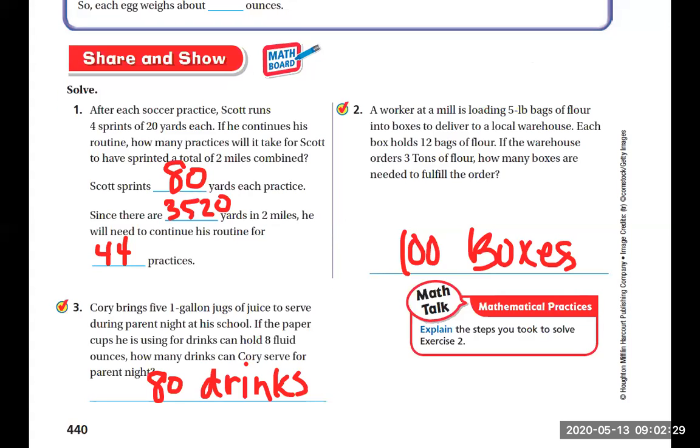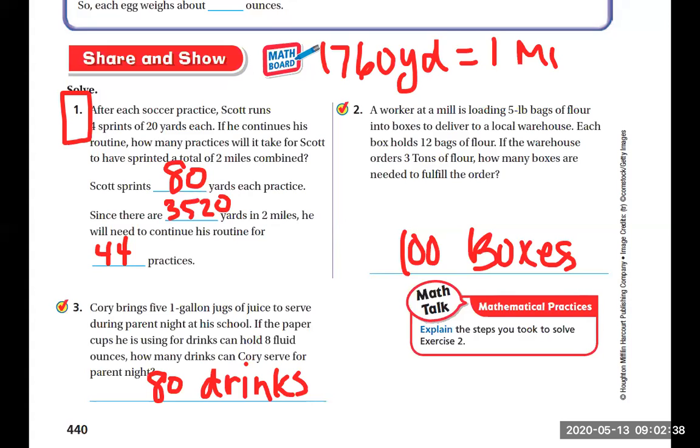On number 1, you needed to know that there were 1,760 yards in 1 mile. That is the conversion factor you needed. So 2 miles, you would double to get 3,520 yards, and then you needed to divide that by 80 yards to get 44 practices.